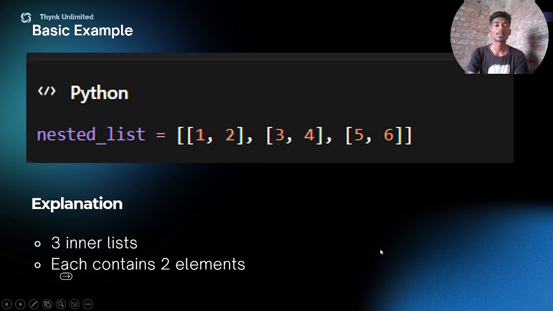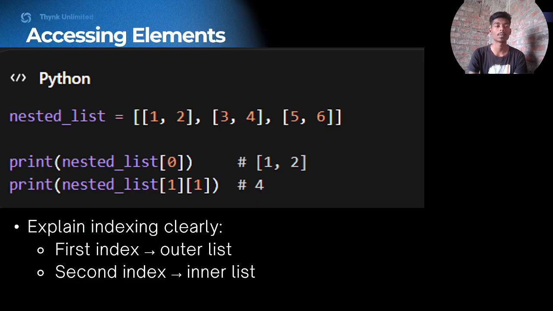Moving forward, one basic example: we have nested_list in square brackets, 1, 2 the first list, 3, 4 the second list, and 5, 6 the third list. So there are three inner lists, each containing two elements, and those three lists are stored in one list, which is named nested_list.